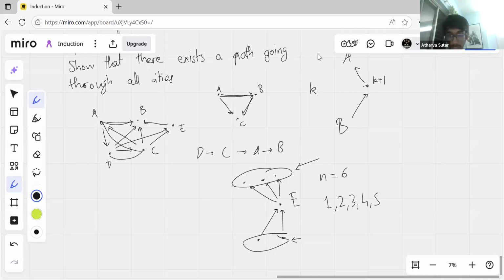Now, no matter where this path ends, call this group A and call this group B. No matter where this path ends in group A, there will always be a road going to E. And no matter where the path in group B starts, there will be a road going from E to that city. So you have a path going through every city in group A, then through E, and then through every city in group B. So basically it's going through every single city.